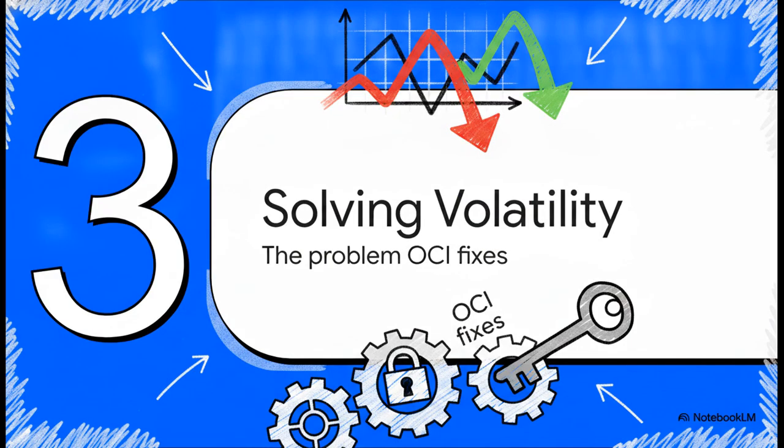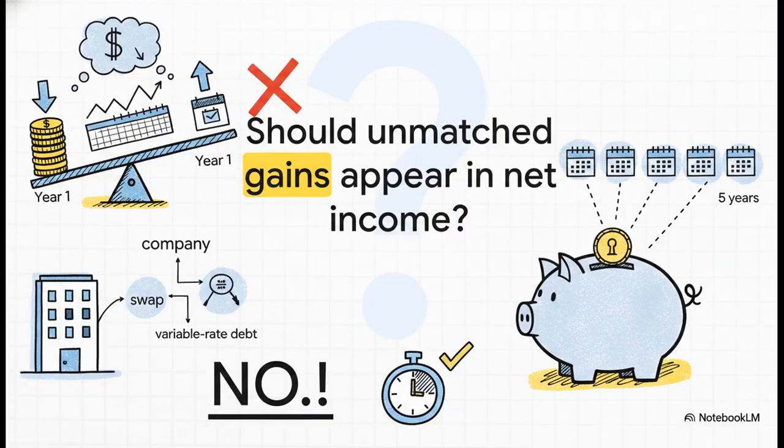So why go through all this trouble? Well, that brings us to Section 3, solving earnings volatility. Let's look at the actual systemic problem that OCI was built to fix. Imagine a world without OCI for a second.